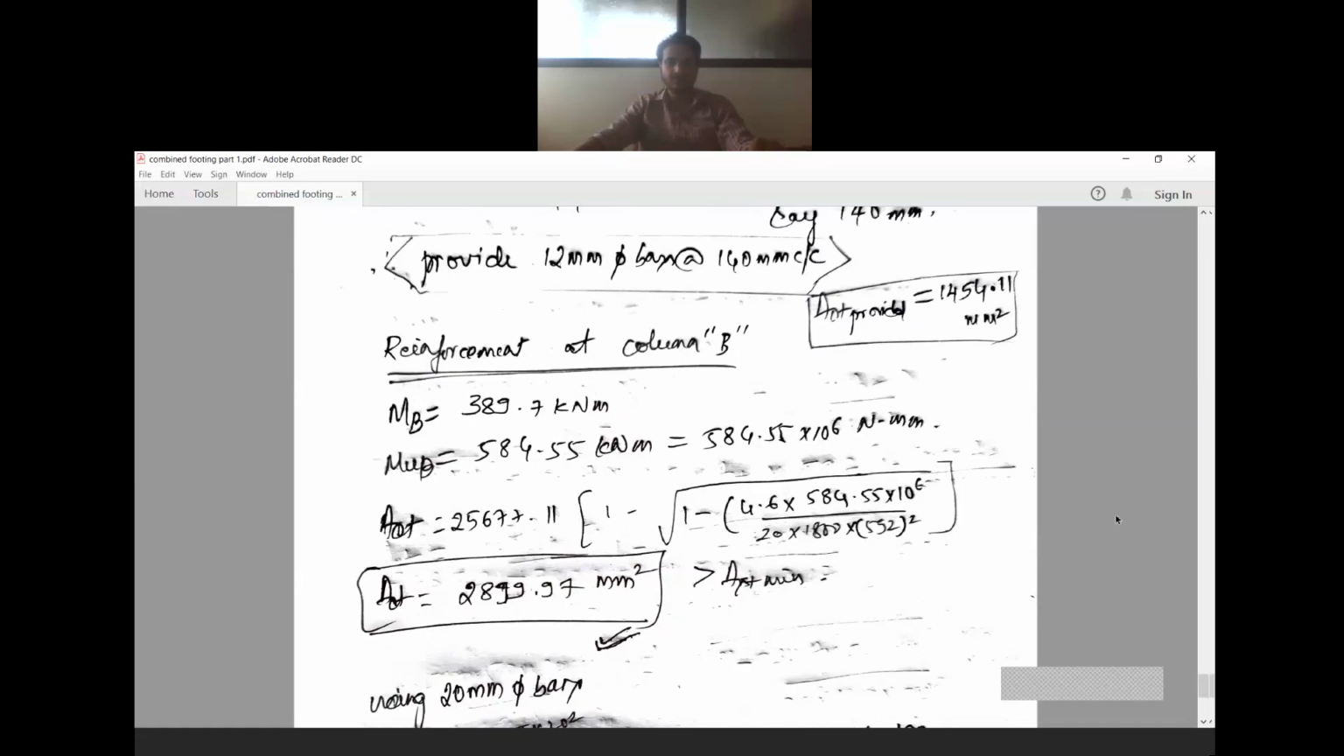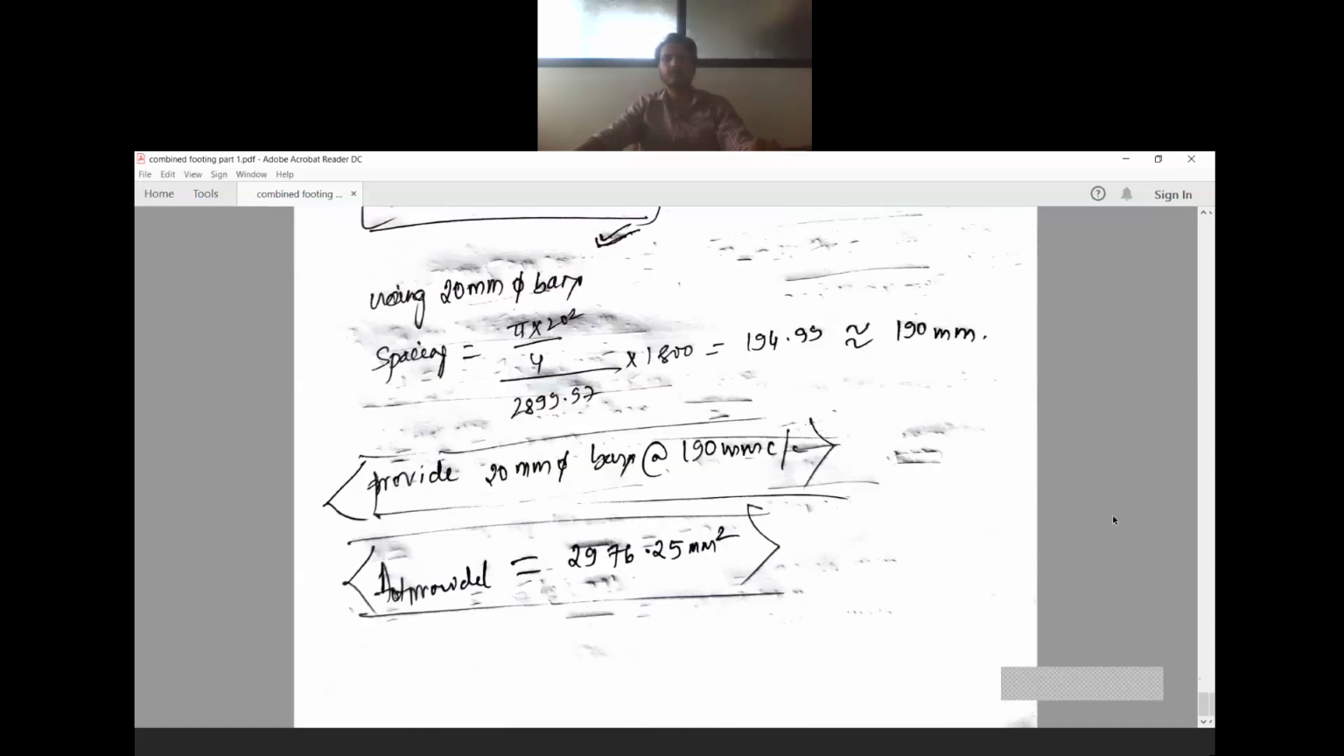Okay, so this is the limit state design for your longitudinal reinforcement calculations. In the next class, we will be calculating the transverse reinforcement. We should consider the transverse reinforcement in the next class.